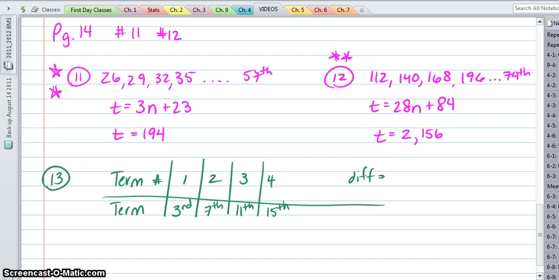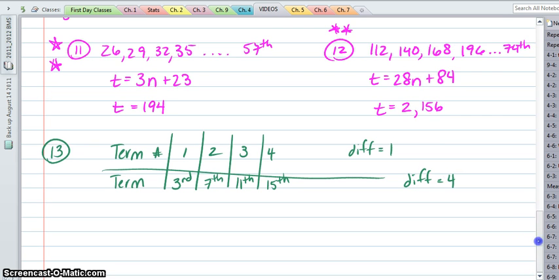Here, again, my difference in term number is just 1. What's the difference of my terms? Well, it's every 4 days. So how can I write an equation to express this? Well, again, if I want to use maybe n for term number and t for term, I want to find a pattern. How do you get from 1 to 3, 2 to 7, 3 to 11, etc., etc.? Please pause and figure that out and unpause when you're ready to see the solution.